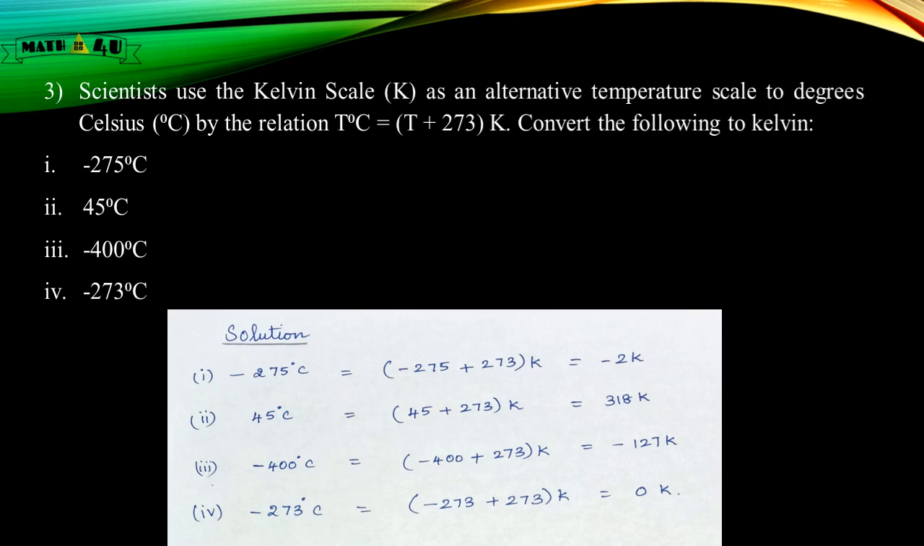Next, 45 degrees C. This is equal to 45 plus 273 K. That is equal to, both are positive. So add, that is equal to 318 K. Similarly, you can do the next two sums.